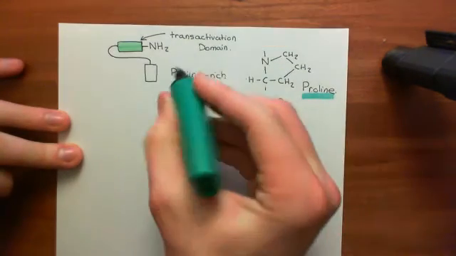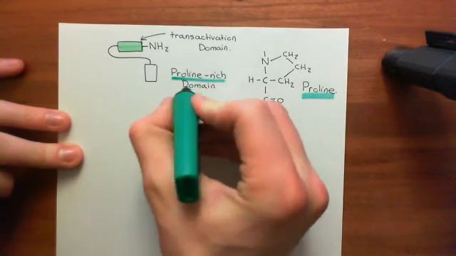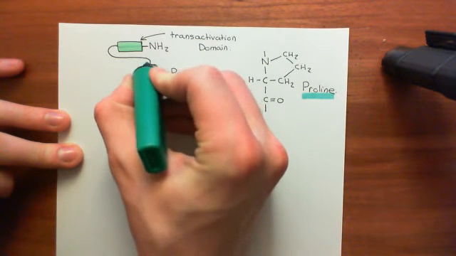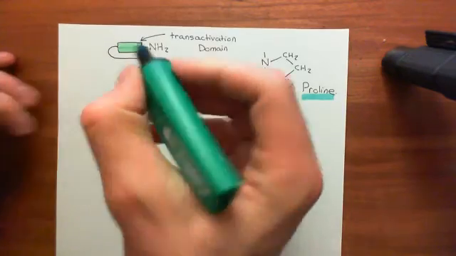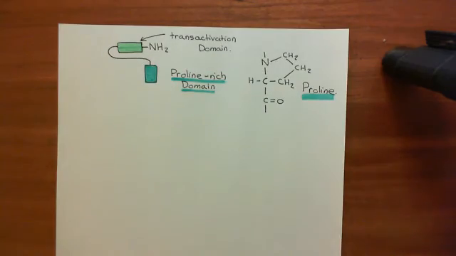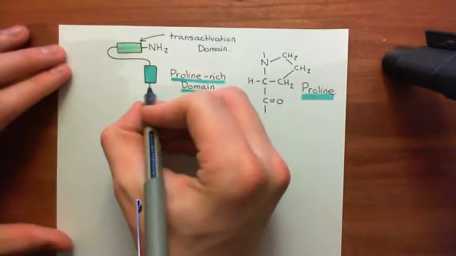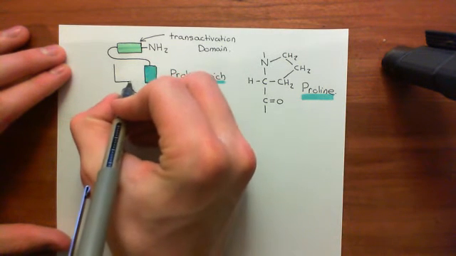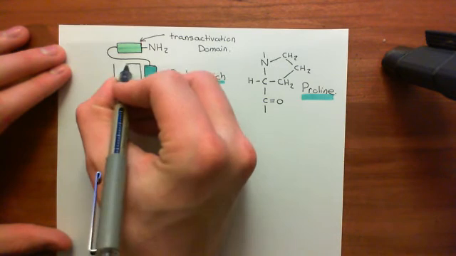Right, so this is the proline-rich domain here. I'll colour this proline-rich domain in turquoise. Then after the proline-rich domain, it's going to fold up like so, and then you're going to have a large portion that's going to make the DNA binding domain.